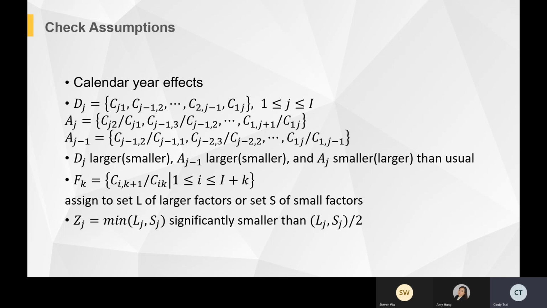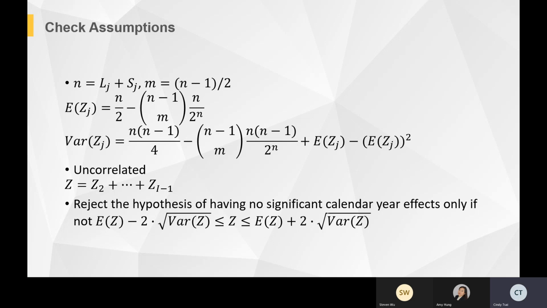When Cj is significantly smaller than (Lj plus Sj) divided by 2, then there is some reason for a specific calendar year effect. In order to design a formal test, Thomas assigned n equal to Lj plus Sj and m equal to (n minus 1) divided by 2, and we can calculate the expectation and variance of Cj. Because the Cj are almost uncorrelated, we can add them together and assume that Z approximately has a normal distribution. Thus, when Z falls within the range, there is no significant calendar year effect.